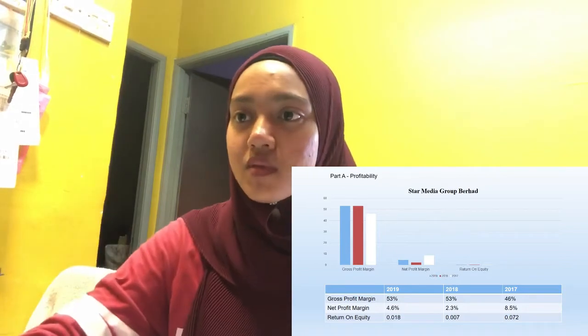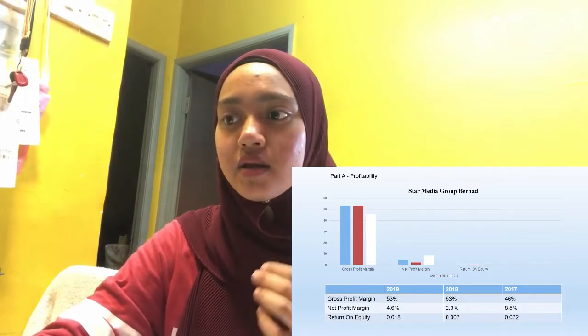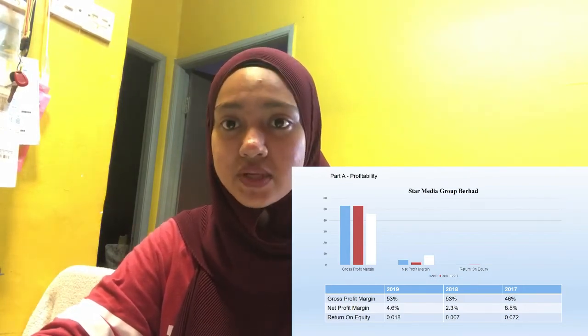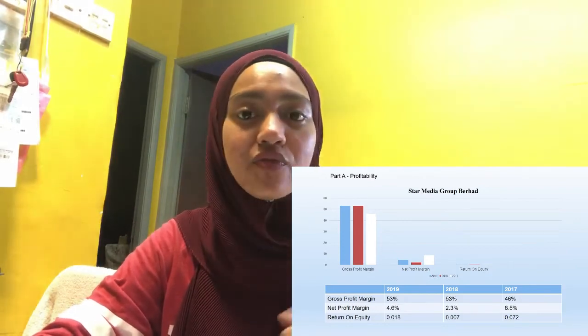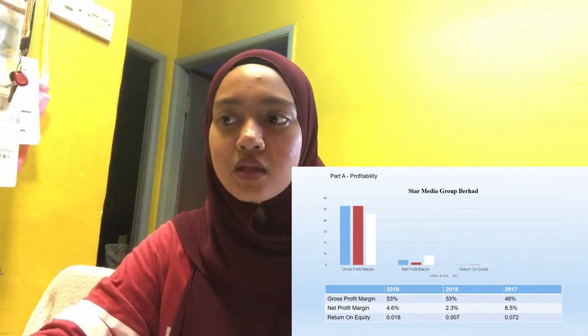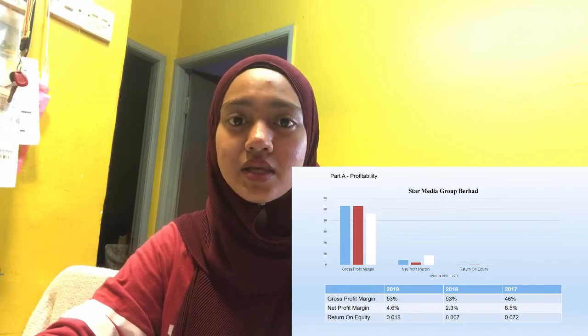Okay, we have discussed and identified some potential fraud indicators of financial reporting in Asia Media Group Berhad compared to Star Media Group Berhad. We know that Star Media Group Berhad has achieved their profit margin, and we can see their net profit margin increased from 2.3% in 2018 to 4.6% in 2019. In Asia Media Group Berhad, the net profit margin is decreasing year by year.